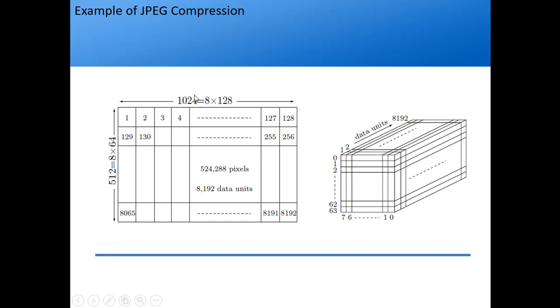1024 we divide into factors of 8. Similarly 512 we divide into factors of 8. What we get is 128 by 64. If we multiply 1024 and 512, you will get 524,288 pixels. And if you divide this number by 64, what you will get is 8192. So 8192 data units, each a block of 8 by 8. This is the first block, then the second block, and then the final block is 8192. So this is the second step.